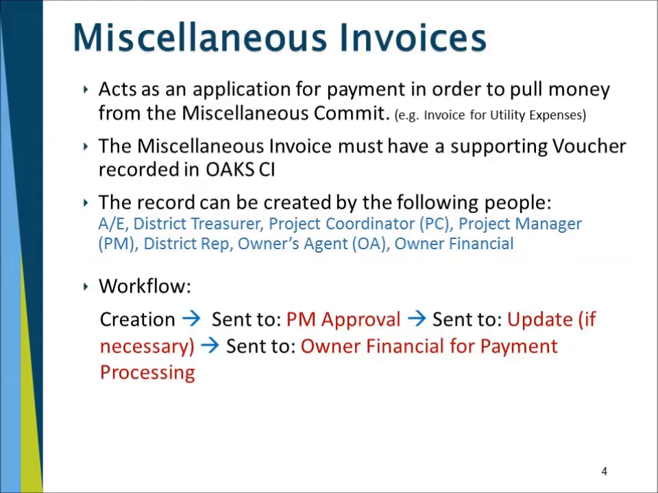The miscellaneous invoice must have a supporting voucher recorded in OCI, and the record can be created by the architect, district treasurer, project coordinator, project manager, district rep, owner's agent, or owner financial. The workflow is that after it's created, it's sent to the project manager for approval, then sent to update if necessary, then sent to the owner financial for payment processing.